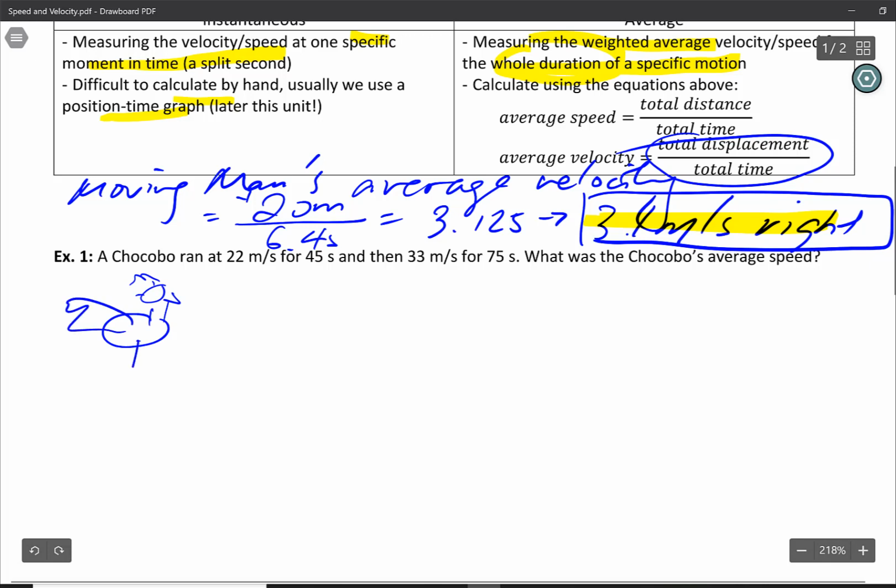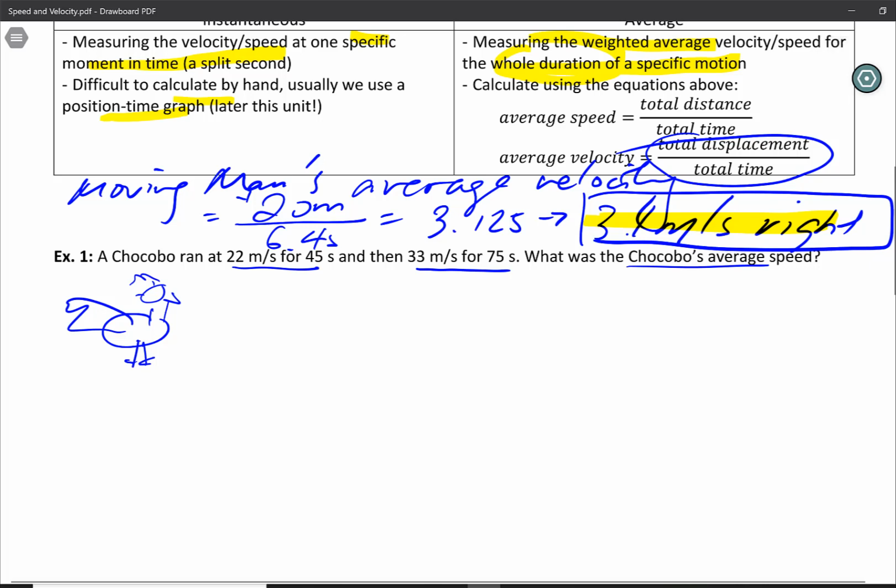Alright, so we have a bird, and the bird is going to run at 22 meters per second for 45 seconds. That's his first motion, and then 33 meters per second for 75 seconds. What was the chocobo's average speed?